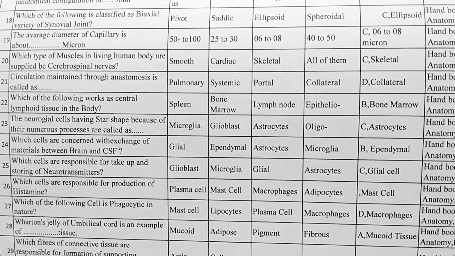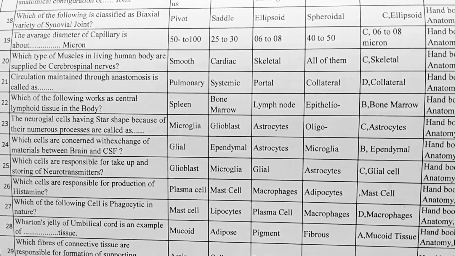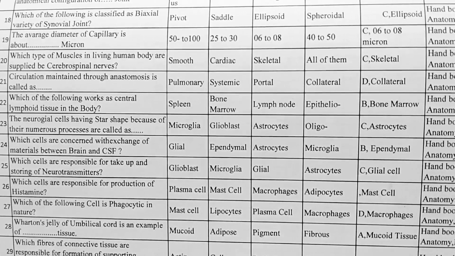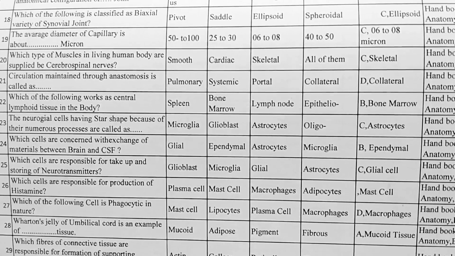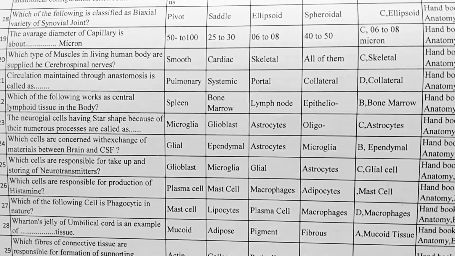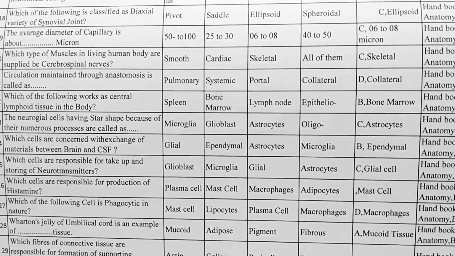Next, which of the following cell is phagocytic in nature? Options: mast cell, lipocytes, plasma cell, macrophages. Option D is correct, macrophages.